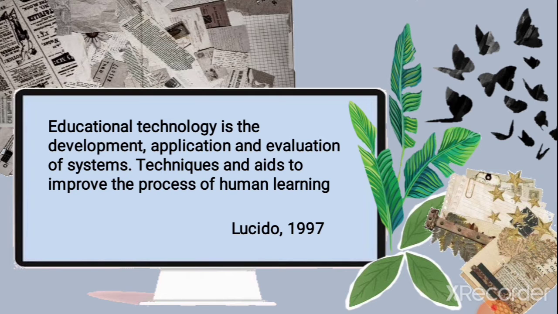Lucido 1997 defined educational technology as the development, application, and evaluation of systems, techniques, and aids to improve the process of human learning. Educational technology encompasses a wide range of teaching and learning related software and hardware, also different applications that are widely being used in different schools. The primary objective of educational technology is to create a better learning environment, which in turn is aimed to enhance the student performance as well as the teaching process.